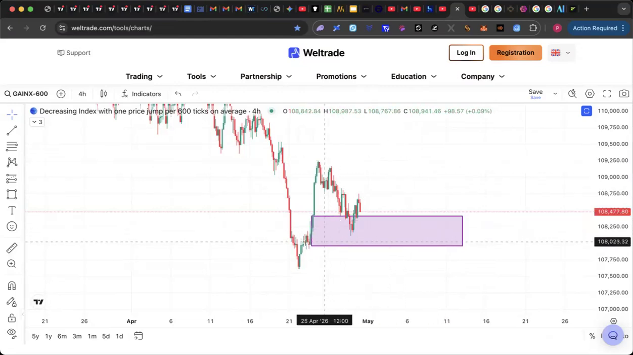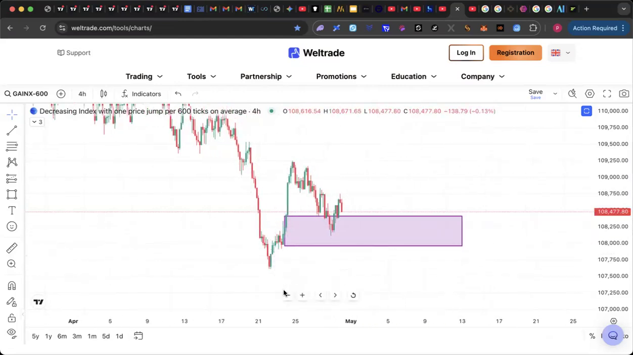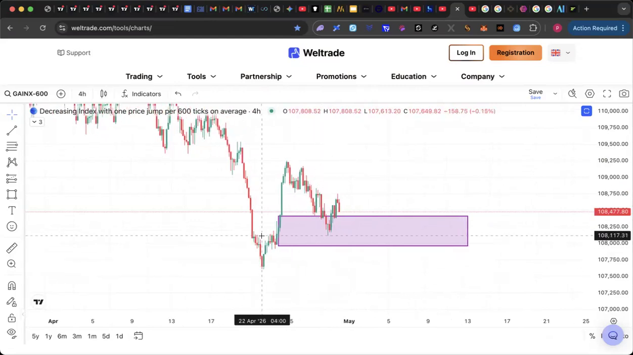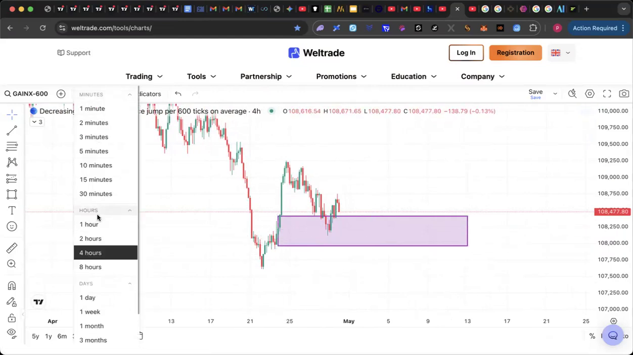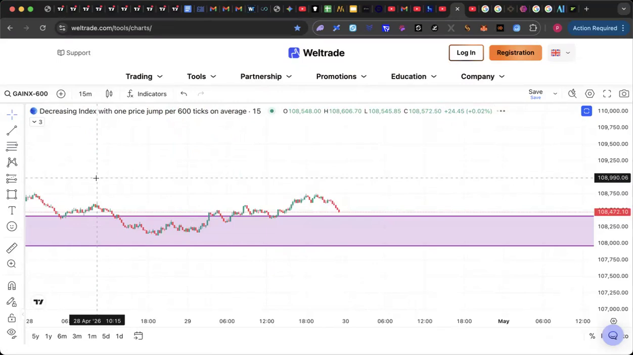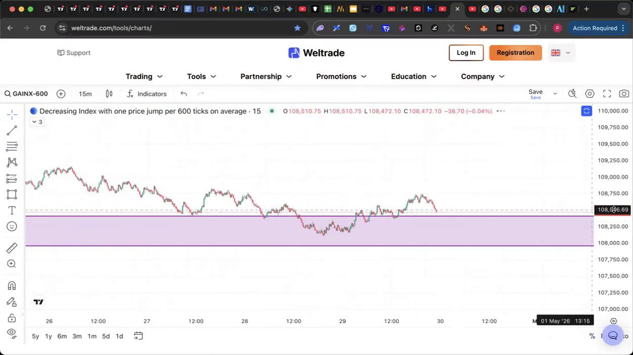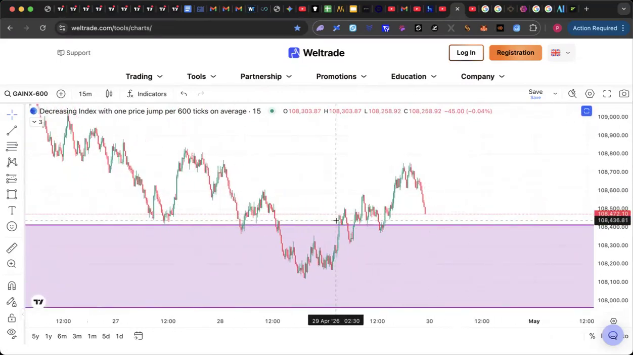So that means I should be buying this market. Yeah, so if we buy this market, what will happen? This is a point of area of focus. The market has come down there. So I could go straight down to the 15 minutes to see the market changing direction. So let's look at it.